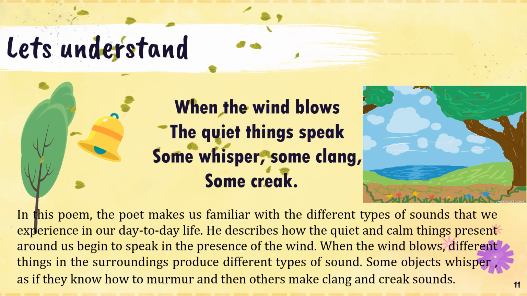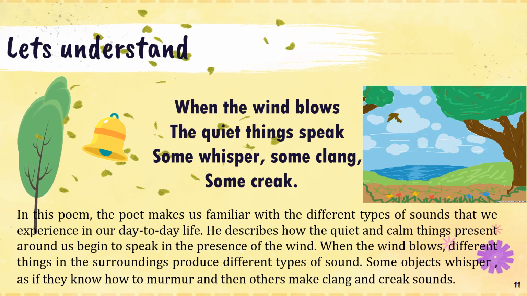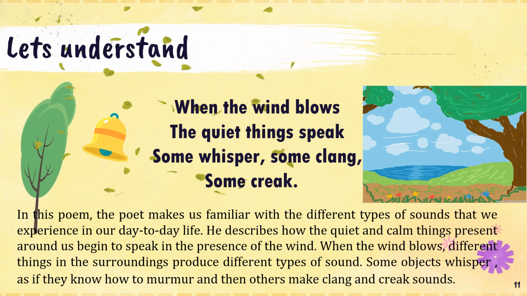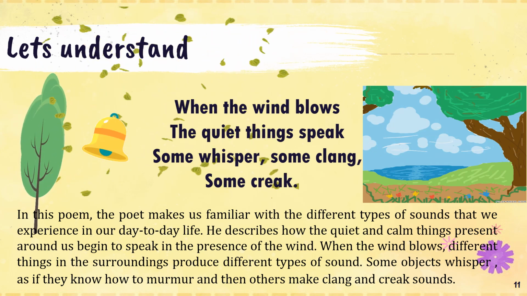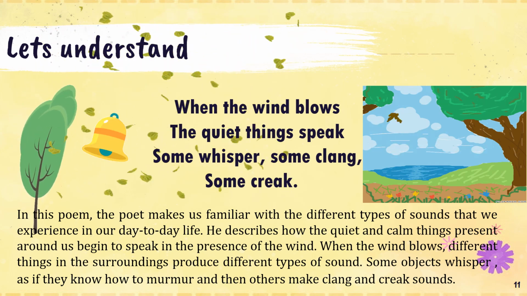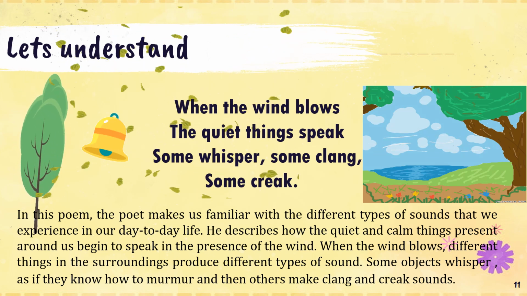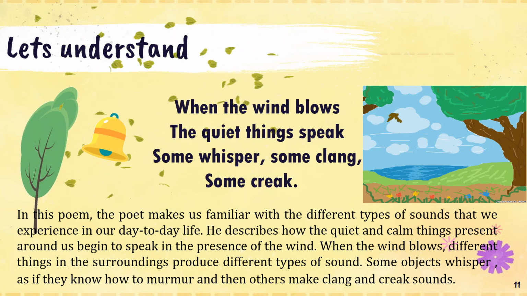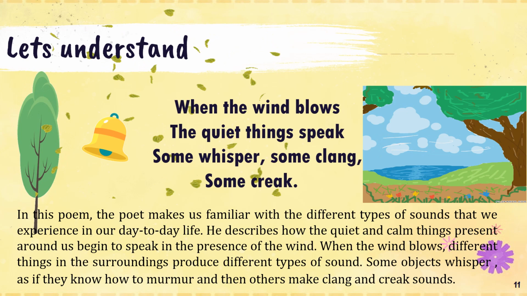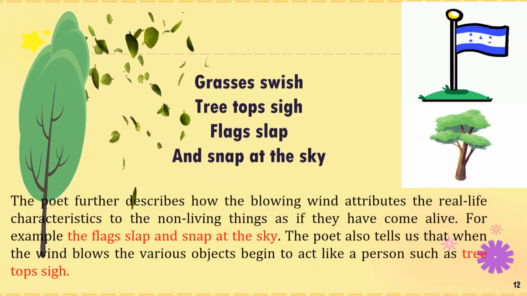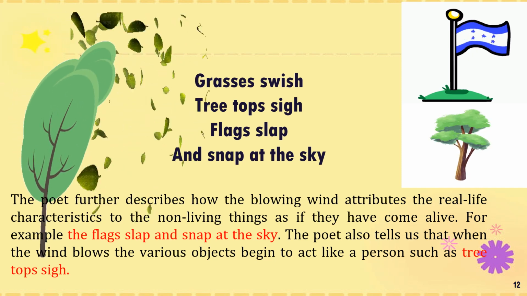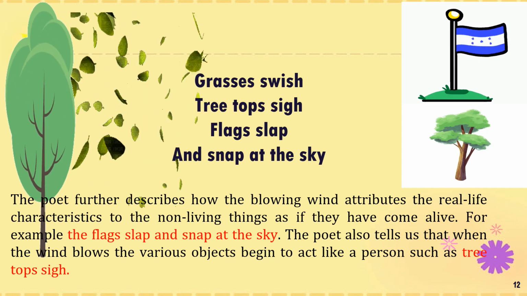When the wind blows, different things in the surroundings produce different types of sound. Some objects whisper as if they know how to murmur, and then some objects like doors make creak sounds and bells make clang sounds. Grasses swish, treetops sigh, flags slap and snap at the sky.